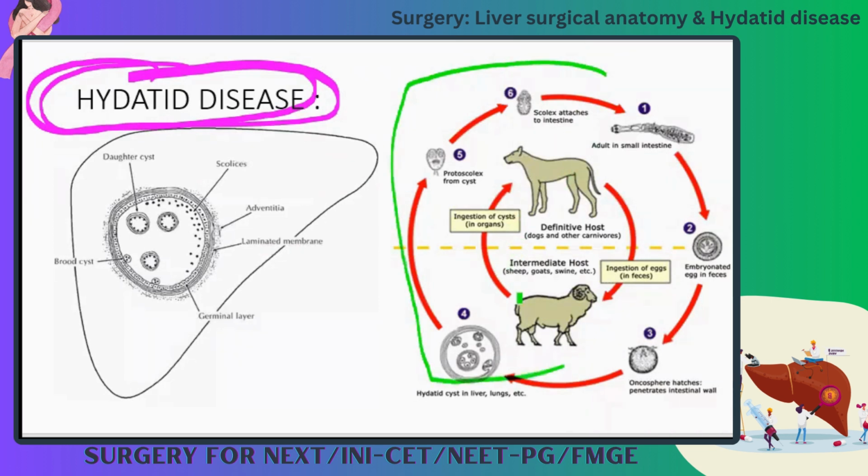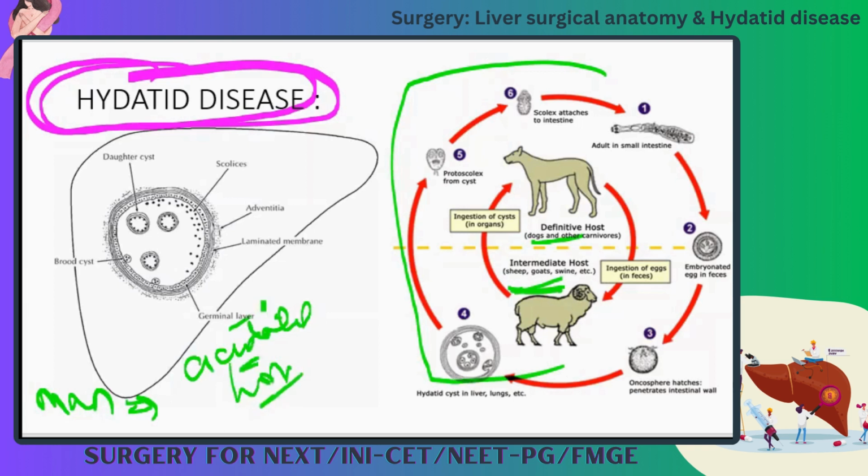The intermediate host is sheep, goat, and swine. The definitive host is dog. Man is what? Human is an accidental host. We call him an accidental host, he's not there in the usual cycle. So microbiology classes are over. Yes sir, they're done. So this cycle you are well versed with, right?